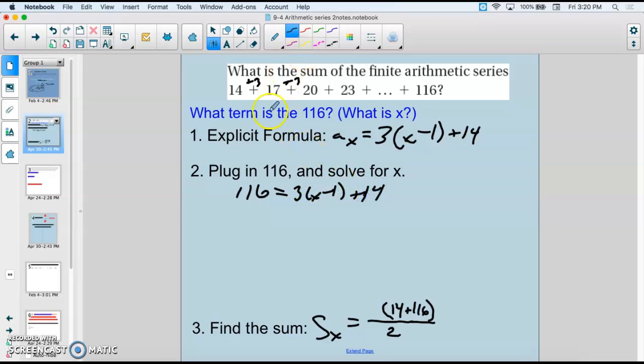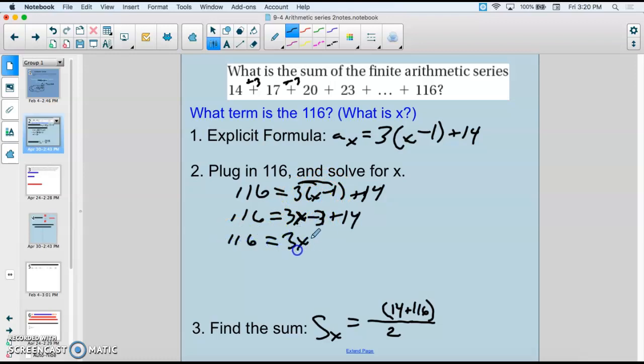I'm going to recommend for today that we start off by distributing. You could subtract 14 first and then divide by 3 and then add 1. You can do it that way. I'm going to suggest we distribute first, and you'll see why in a little bit. It might ultimately save us some time. So I distribute, oops, I made a mistake. We distribute our 3 to the x and to the negative 1. Now we need to combine like terms.